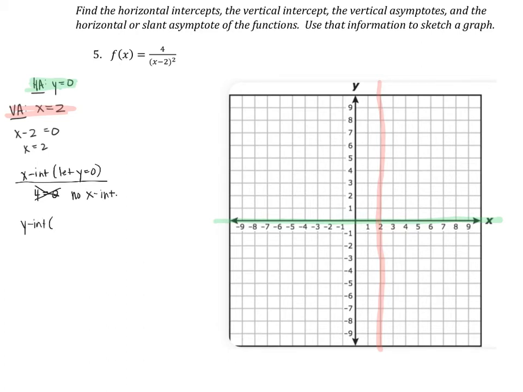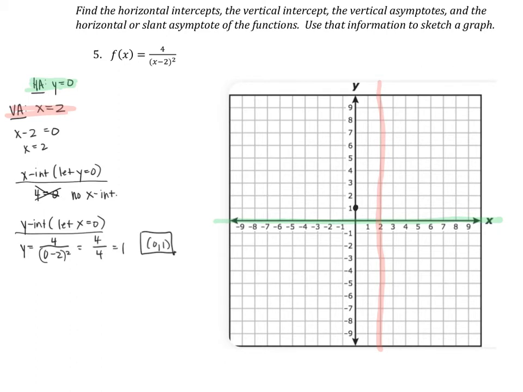And y-intercept, we let x be 0. Okay, so that means we're going to have y equals 4 over 0 minus 2 squared. That's going to be 4 over, that's negative 2 squared is 4. So it's going to be 1. So 0, 1 is my y-intercept. I'm going to put that here. Okay, so now I know it crosses there.